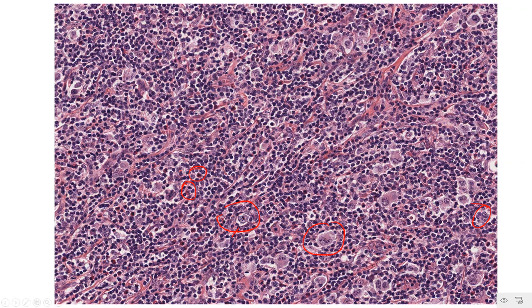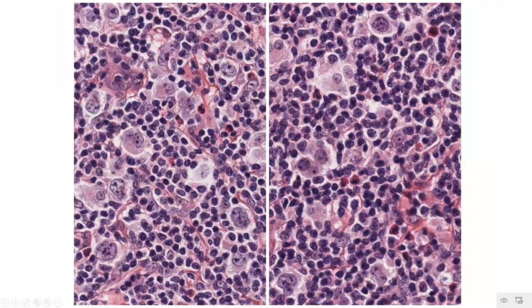lymphoma. Although remember, it's a formalin fixation artifact and may not be seen if your specimen has been fixed in something like a B5 fixative. Okay, so you have these characteristic lacunar cells with the very prominent eosinophilic nucleolus. And these are the diagnostic hallmark cells of the nodular sclerosis subtype of classic Hodgkin lymphoma. You also see these eosinophils as a part of the background inflammatory cell population.